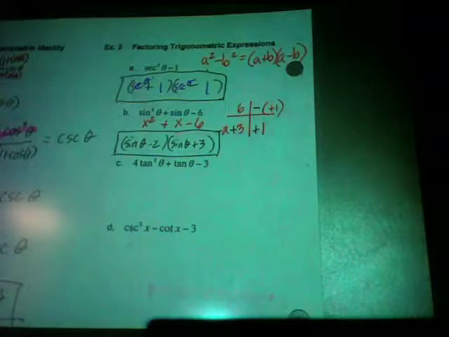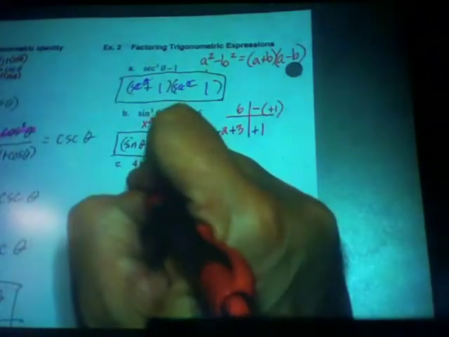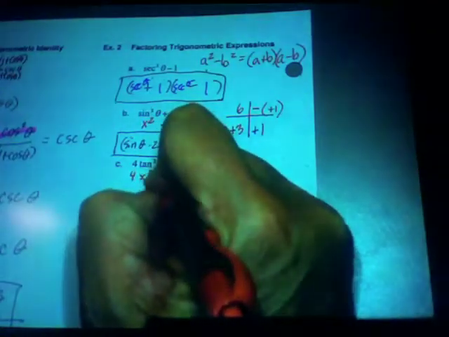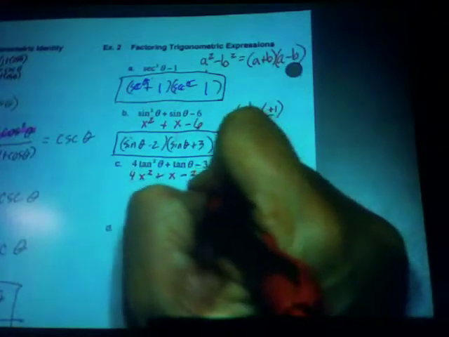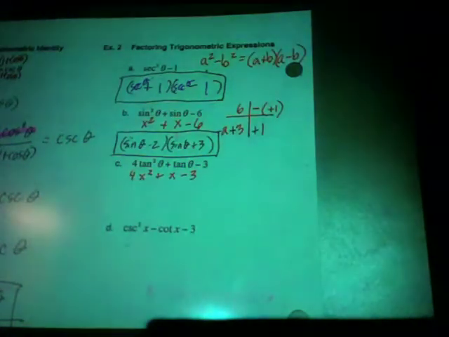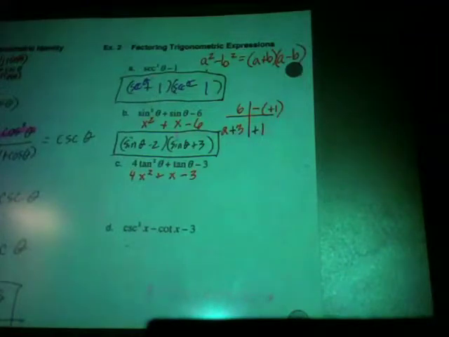Well, the next one's probably the most difficult one. You see tangent theta there, right? So if I were to replace this with 4x squared plus x minus 3, would that look better? Didn't I let tangent of theta be x?